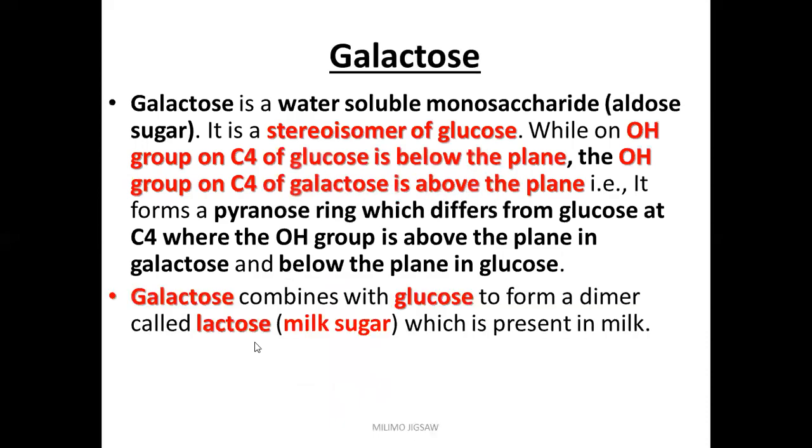The other thing that we need to note is that galactose will combine with glucose to form a disaccharide that is called lactose. Lactose is also commonly known as milk sugar. So lactose is present in milk. No wonder it's called milk sugar. So a monosaccharide galactose plus glucose will give us lactose.